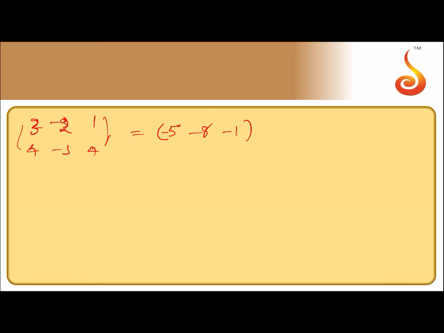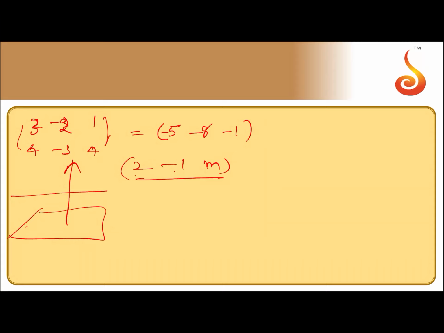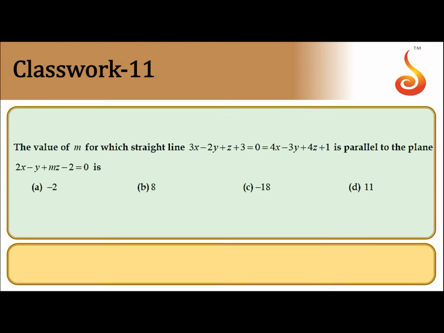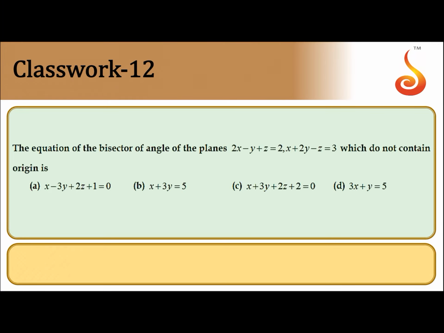And the DRs of the plane are 2, minus 1, m. So the line is parallel to the plane, that is, normal to the plane. DRs are 2, minus 1, m, and the dot product with these is equal to 0: minus 10 plus 8 minus m is equal to 0. So m is equal to minus 2. So the answer is m equals minus 2. Yes, of course. Coming to the next one.